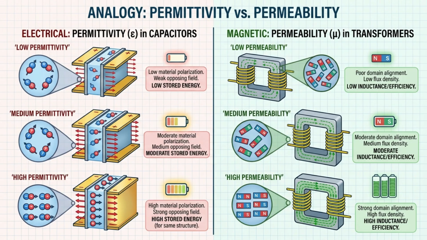Physically, consider a capacitor. The dielectric material placed between the plates affects the electric field and determines how much energy can be stored. A material with higher permittivity allows greater energy storage for the same physical structure. Similarly, magnetic materials with high permeability influence magnetic field distribution in transformers and inductors.